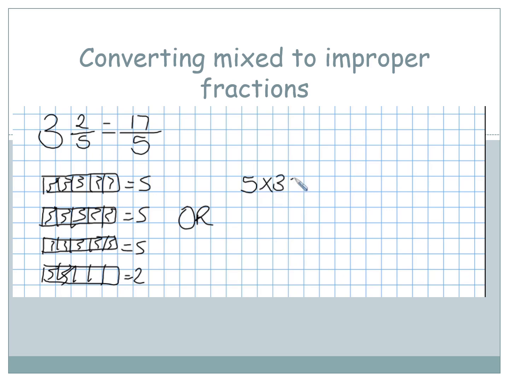Or you can see that you have got 3 is your whole number. Your denominator is 5. 5 times 3 is 15, plus the 2 as your numerator equals 17. Your answer is 17 over 5.